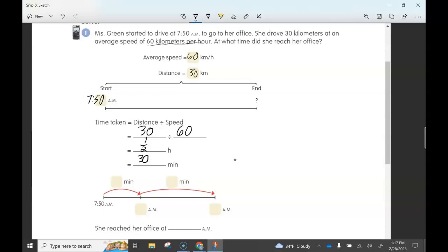Now, what we can do is 7:50 a.m., 10 minutes to get to 8 a.m. Okay, and then from there we have another 20 minutes, for a total of 10 and 20, which gives us 30, and that's going to put her at the office at 8:20 a.m. So she reached her office at 8:20 a.m. Hopefully work did not start at 8:15 or 8 o'clock. Hopefully it started maybe at around 8:30, something like that. So Miss Green arrived at her office at 8:20 a.m.